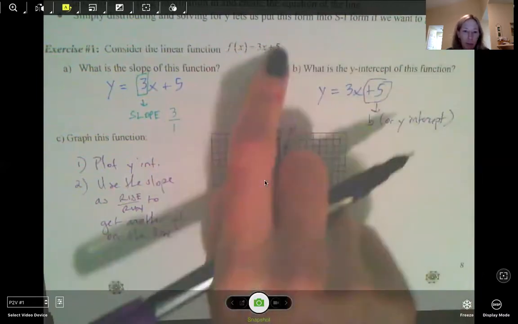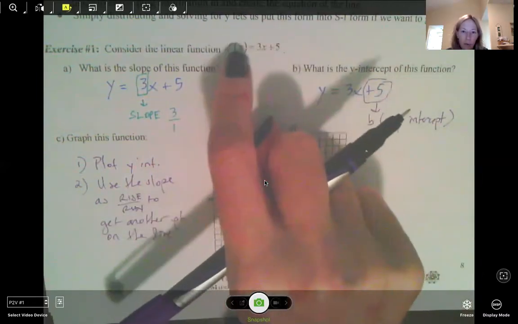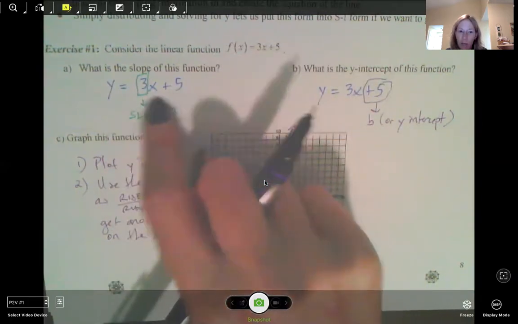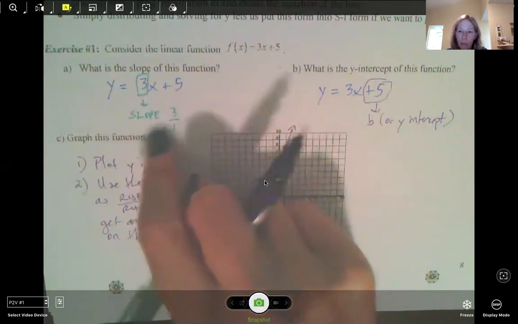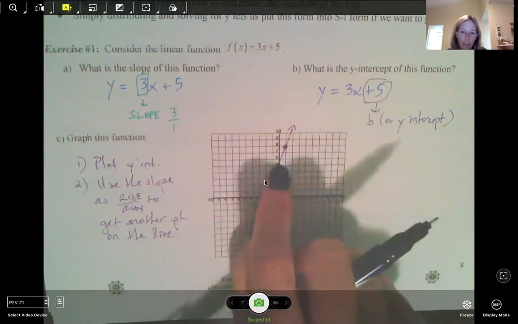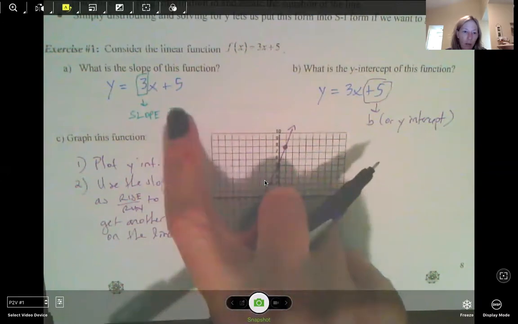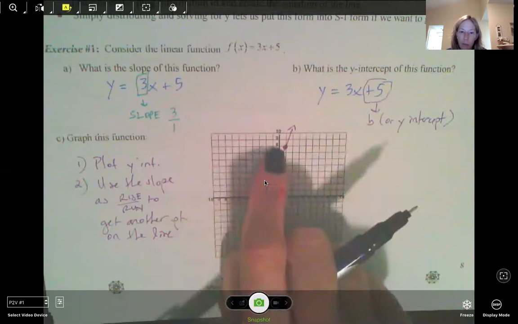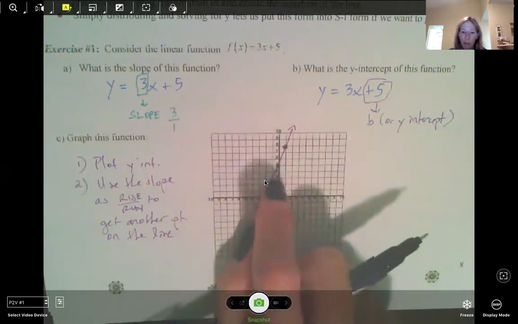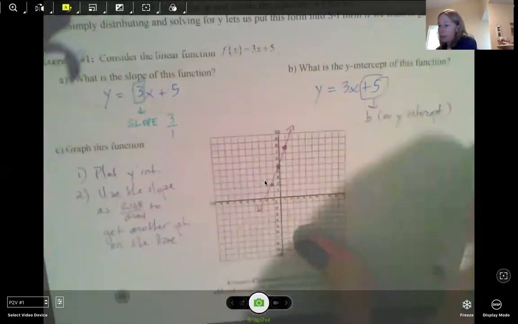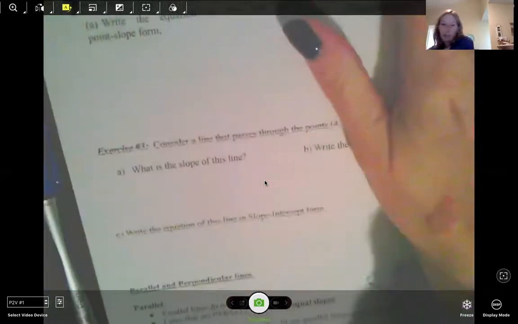So if we're given an equation in slope-intercept form, which is f of x equals 3x plus 5, or in other words, y equals 3x plus 5, the number in front of x is your slope, and then the number by itself is your y-intercept. We plot that y-intercept, and then from that starting point, we use our slope. The rise is 3, which is why we go up 3, because it's positive 3. The run is positive 1, so we go to the right 1, and that gives us an additional point to graph the line. So that is the first example, which is probably the easiest.